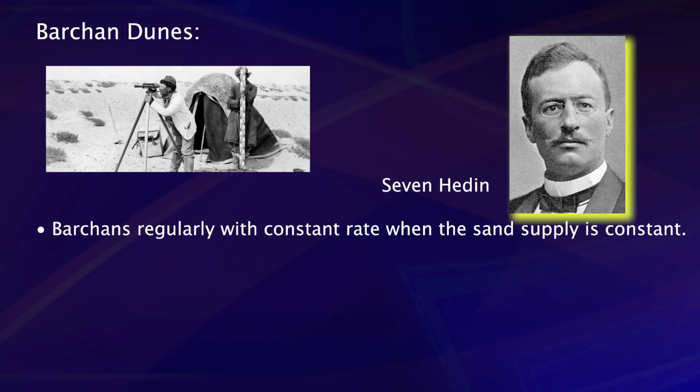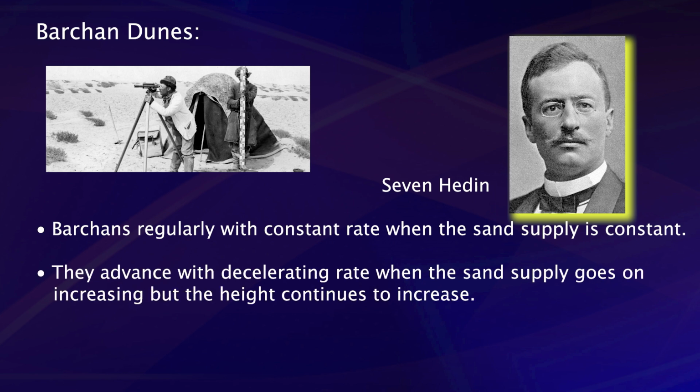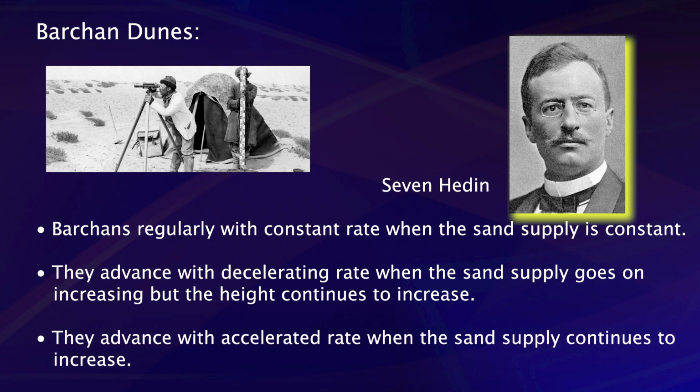Barchans migrate regularly at a constant rate when the sand supply is constant. They advance with a decelerating rate when the sand supply goes on increasing, but the height continues to increase. They advance with an accelerated rate when the sand supply continues to increase. Regular advancement or migration of Barchans results in gradual spread of the desert.